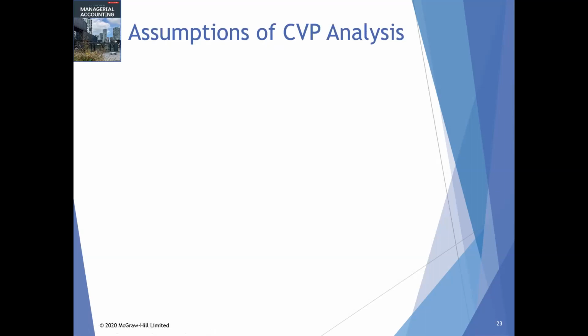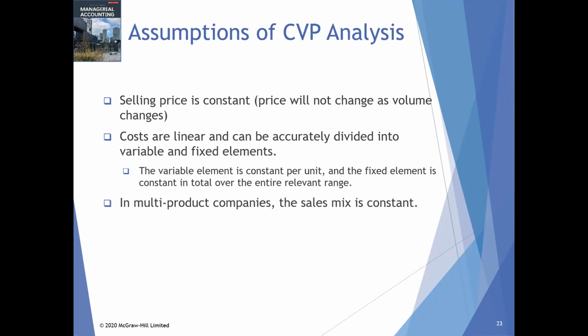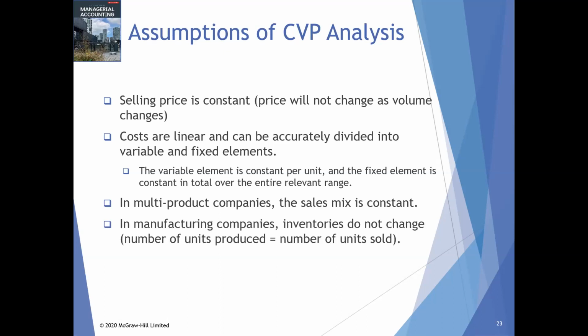Now we have some assumptions of CVP analysis. Selling price is a constant. Price will not change as the volume changes. For example, we assume these things, right? Price here means the selling price. The volume is changing, but we are not going to change any selling price. This is one of the assumptions. It is also true that if one chair is selling at the rate of $250, for example, whether the production is more or less, the selling price we are not going to change. And the second is that costs are linear and can be accurately divided into variable and fixed elements.